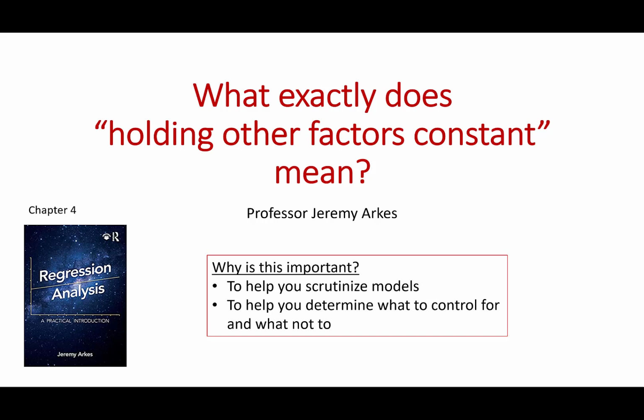Okay, so this is important for a number of factors. In the past, when I ask students what this means, they basically just say, well, I know at the end of every sentence when I'm describing results, I have to add holding other factors constant. Okay, but it really is important. And one reason why it's important is that it will help you scrutinize models, and that's going to be the main objective of this course. And as I said, it's going to help you determine, well, what should you control for and what should you not control for.